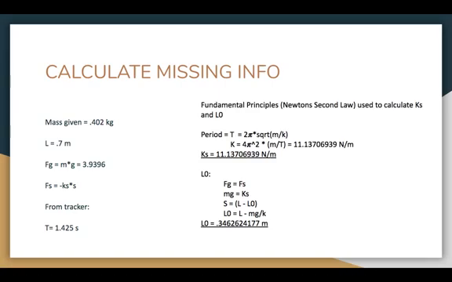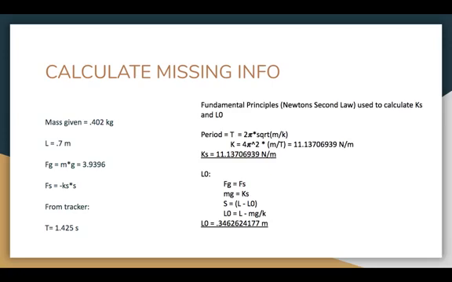In order to calculate missing information, we are given the mass of 0.402 kilograms and the stretch distance of the spring of 0.7 meters. We know that there's a gravitational force acting on it, which is mass times gravity, and a spring force acting on it, which is the spring constant times the change in the length of the spring. From Tracker, we are getting the period time for one oscillation of 1.425 seconds.